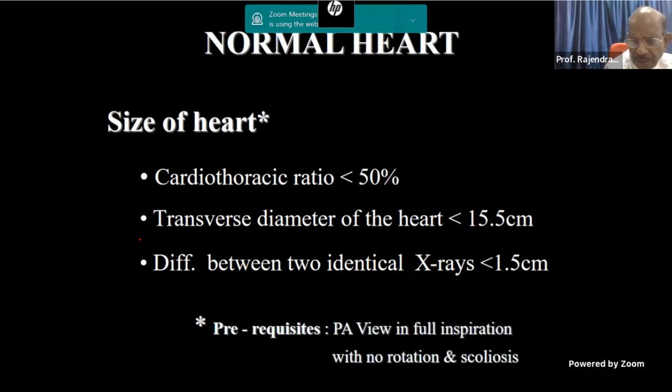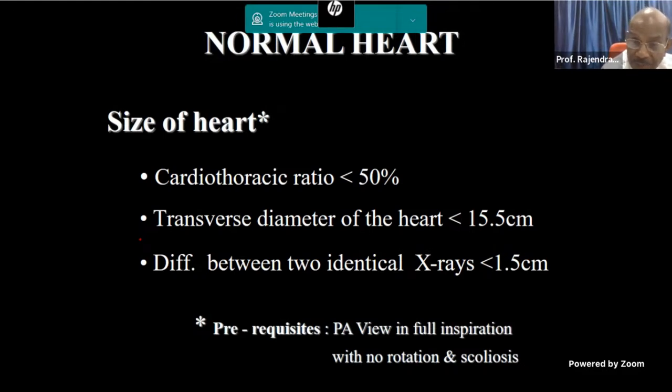The cardiothoracic ratio is mainly less than 50%. You measure the cardiac and the thoracic diameters and divide them; it should be less than 50%. If the transverse diameter of the heart is more than 15.5, you may straight away say yes, there is cardiomegaly.